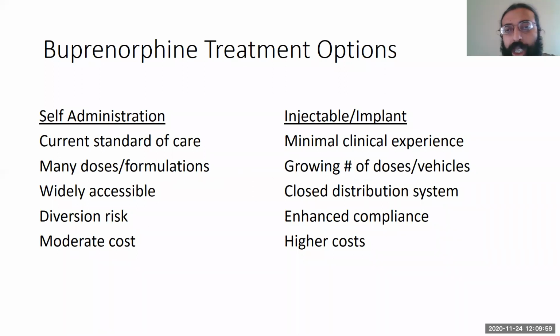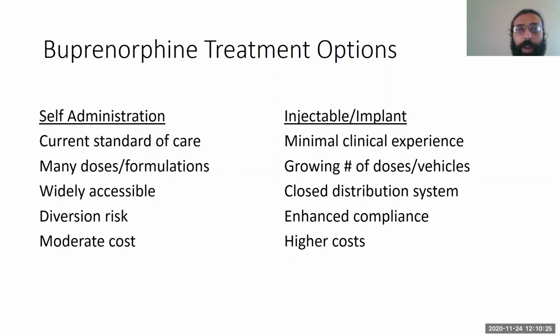When we talk about the injectable formulations, right, there isn't as much clinical experience. They're being used more and more. The number of doses, vehicles, formulations is growing. Right now, we only have one in the market, but it's about to expand. They're not widely accessible. There's a closed distribution system. And to me, that poses a major barrier to treatment with injectable buprenorphine.